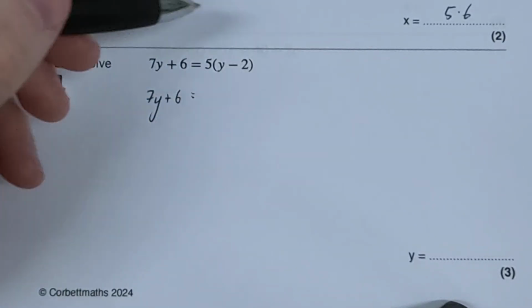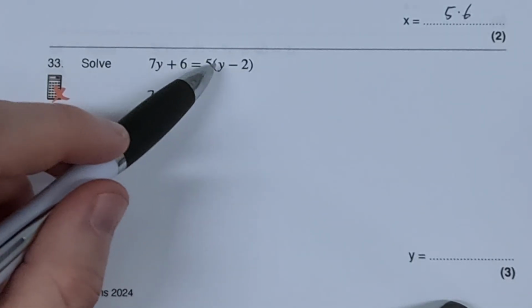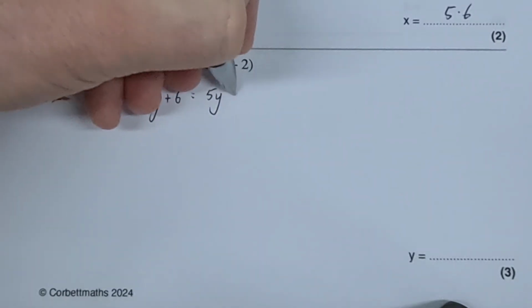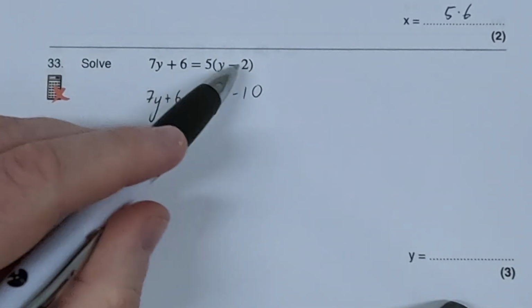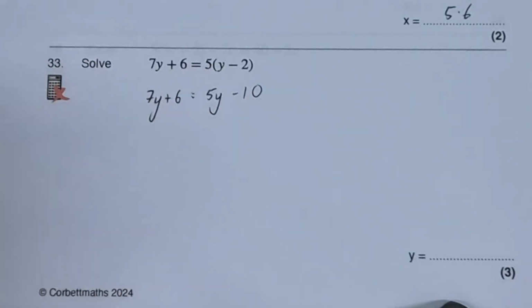And then on the right-hand side, we want to expand our brackets. That means we're going to multiply what's inside the bracket by 5. So 5 times y is 5y, and 5 times minus 2 would be minus 10. So we've just multiplied what's in the brackets by 5. So 5 lots of y minus 2 would be 5y minus 10.